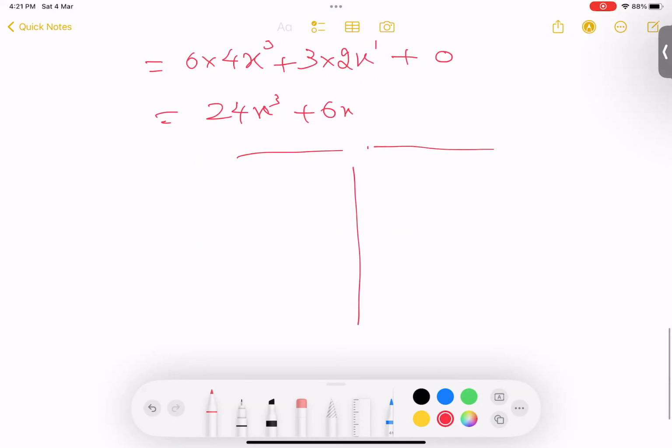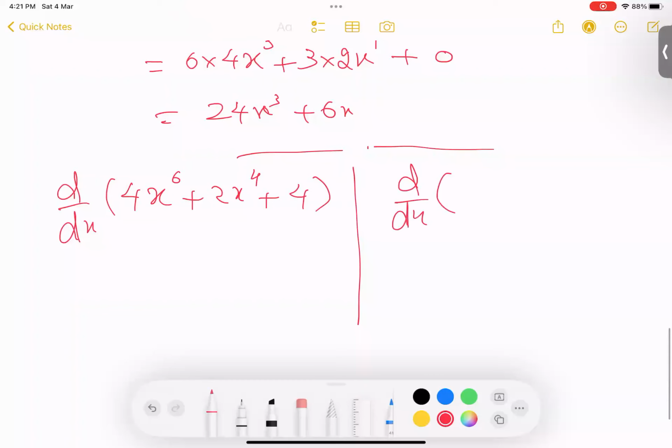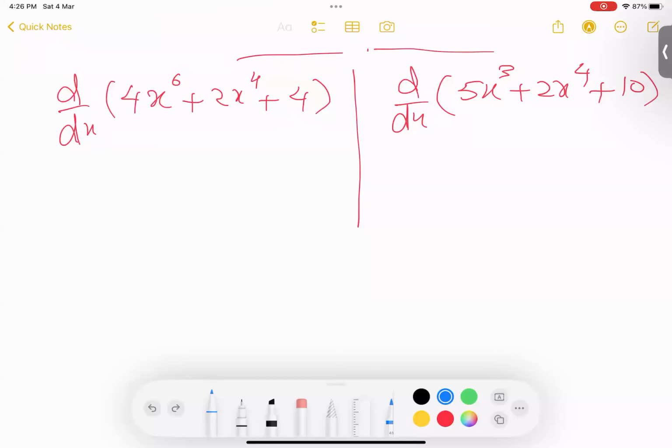And I'm giving you 2 questions to practice in parallel with me. One question is 4x to power 6, 2x to power 4, and plus 4. And one more question you will try in parallel with me: 5x to power 3 plus 2x to power 4 and plus 10. First we try, and then inshallah I will do mine. I hope you take a reasonable time, students.